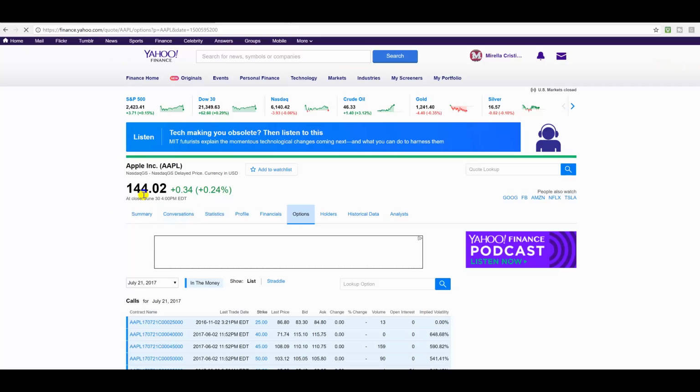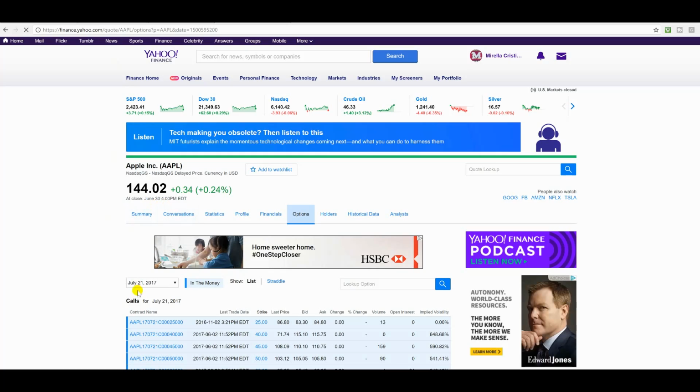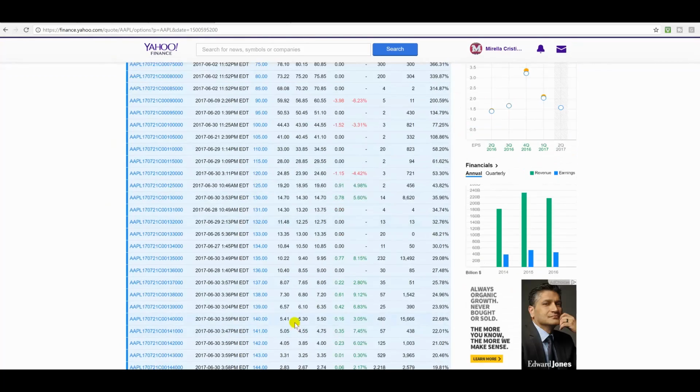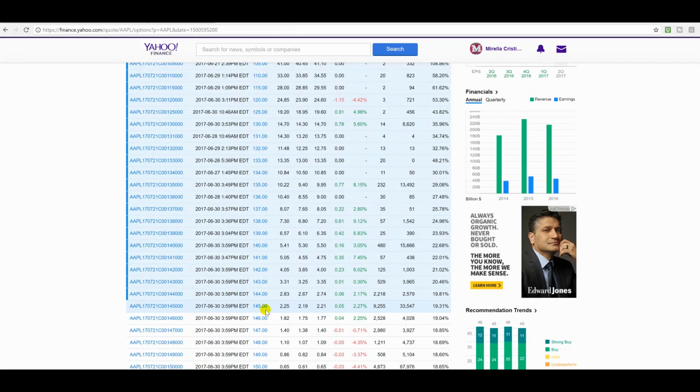Okay, so here we are at Yahoo Finance. Apple closed at 142.02 on June the 30th. Let's take a look at the July 21 options together, and we're going to look at the 145 July 21 calls. You can see here, I like these for one reason.